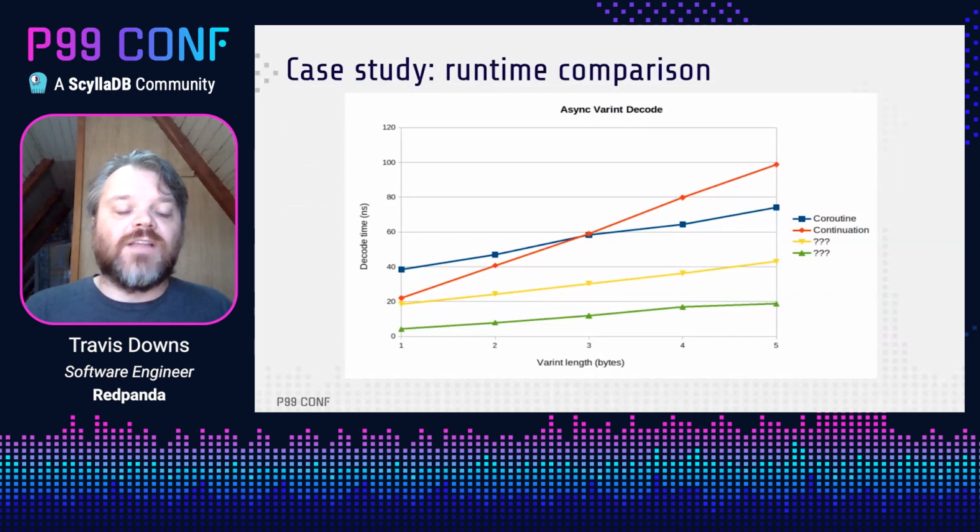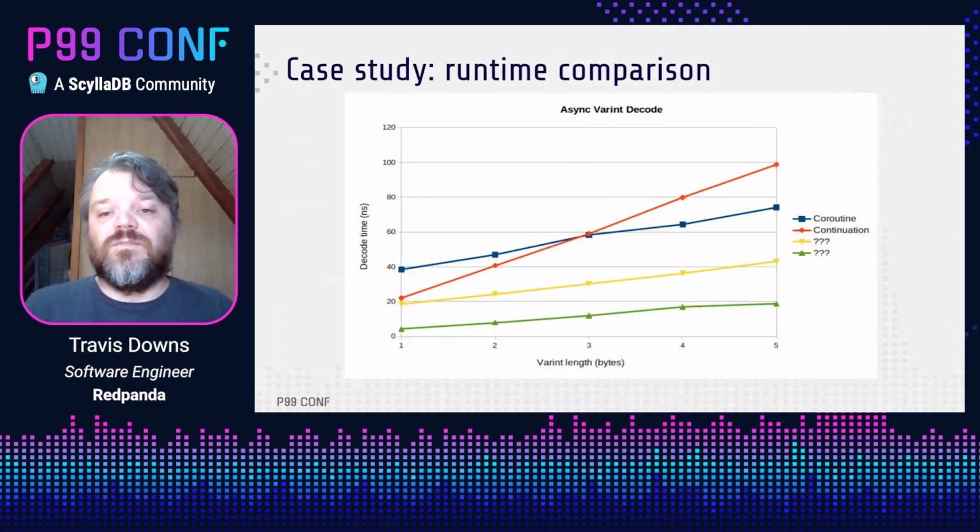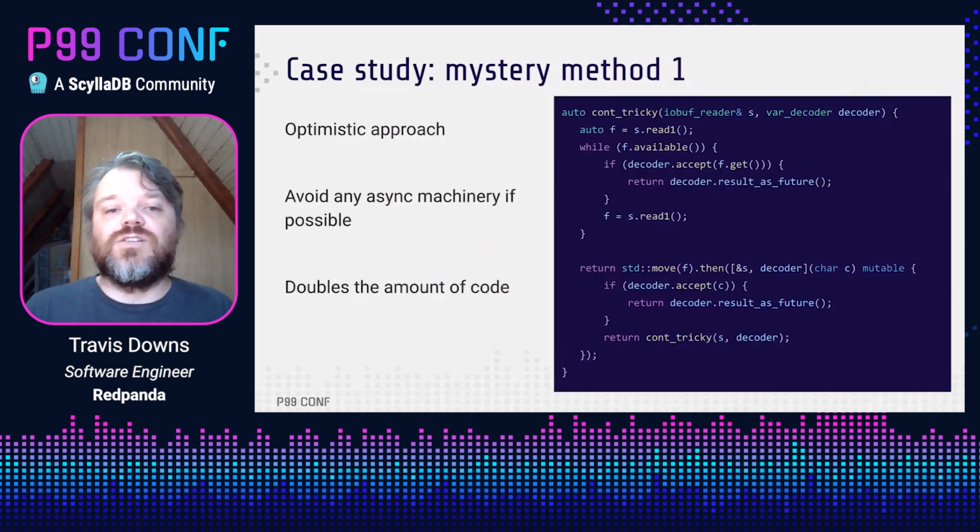But every time we attach this continuation and call the recursive function, we need to copy the decoder state into the lambda, and then we need to copy it again to do the recursive call. Normally you would use move if possible. In this case, move and copy are equivalent because the decoder just has primitive values, but all of those things add up. And that's why as the variant gets longer, the continuation approach starts to lose.